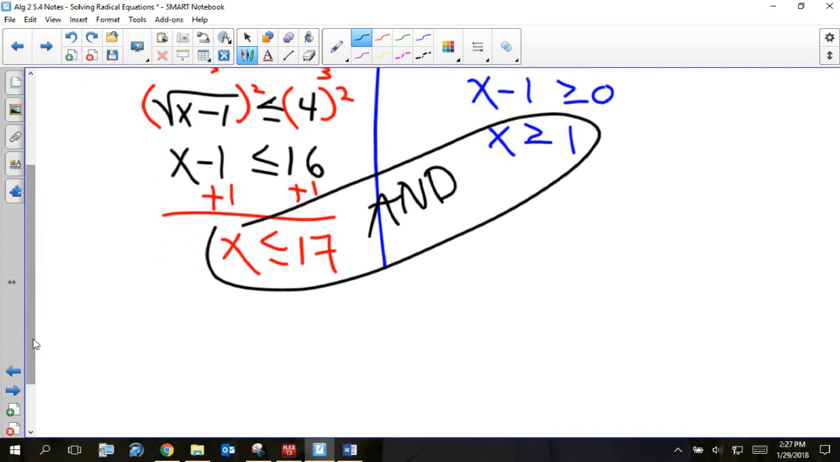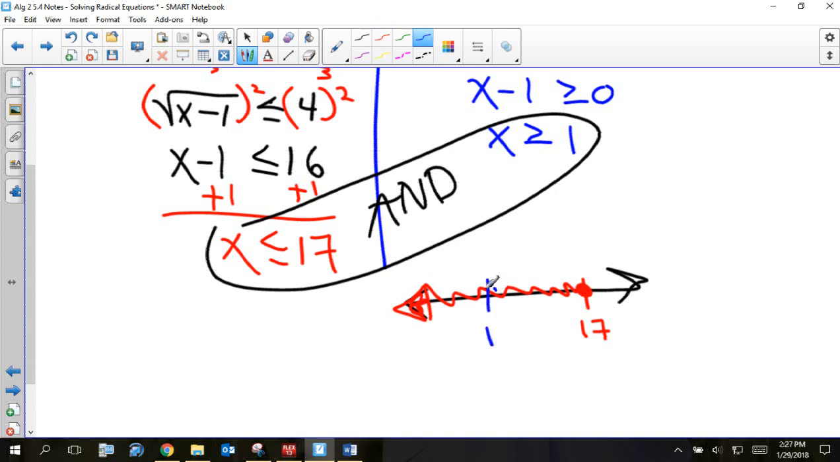Now, I don't know if you noticed I used two different colors. My first answer, x is less than or equal to 17. So I go to 17, less than or equal to is a closed dot, and it goes this way. The second part is x is greater than or equal to 1. So here's 1. That's also a closed dot, but it's greater than or equal to, so I'm going to go this way.